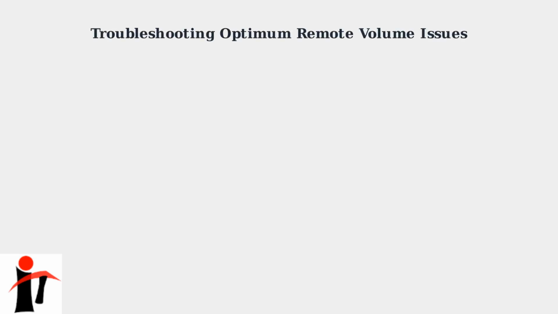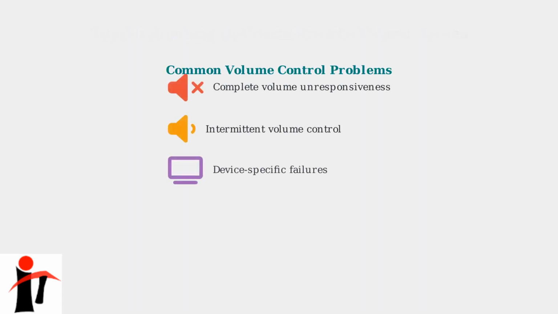Experiencing volume control problems with your Optimum remote is a common frustration that affects many cable customers. These issues have become more frequent with newer smart TVs and updated cable box firmware. The most common issues include complete volume unresponsiveness across all devices, intermittent volume control that works sporadically, and device-specific failures where volume works on the cable box but not on TV speakers.